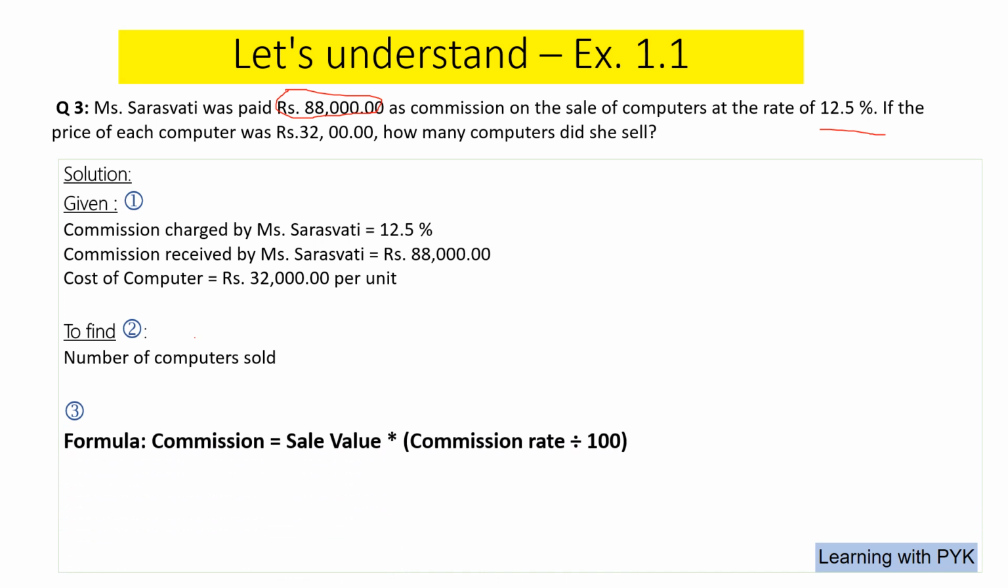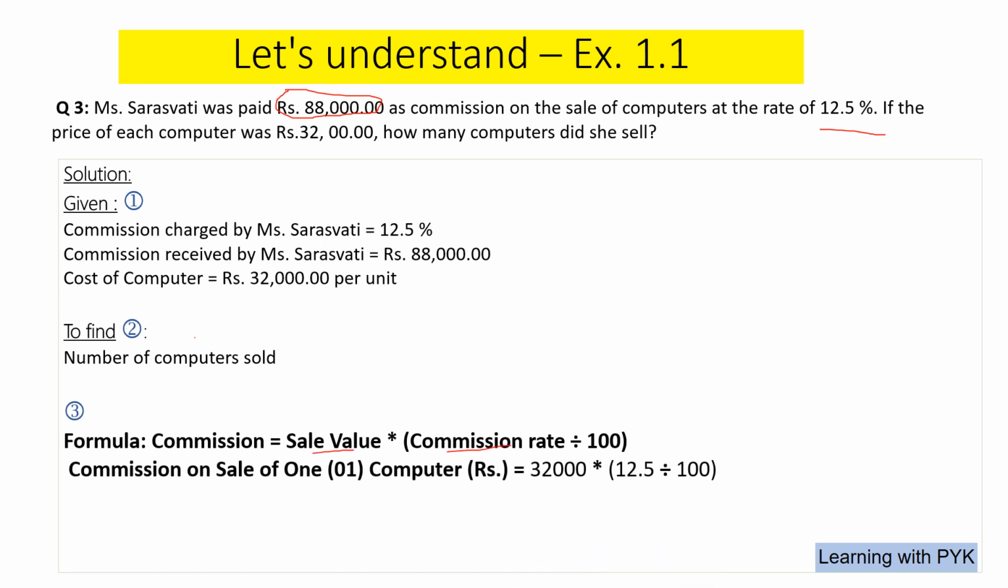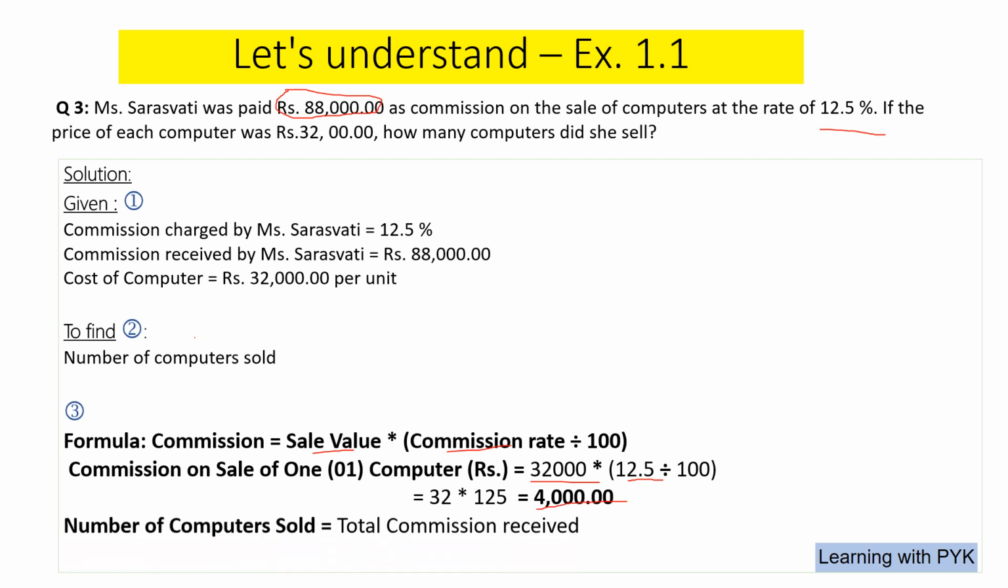We know the commission is sales value multiplied by commission rate divided by 100. So we'll start with the commission on the sale of one computer. The sale value is 32,000 and the commission rate is 12.5%. Solving this, we get the commission on the sale of one computer as 4,000.